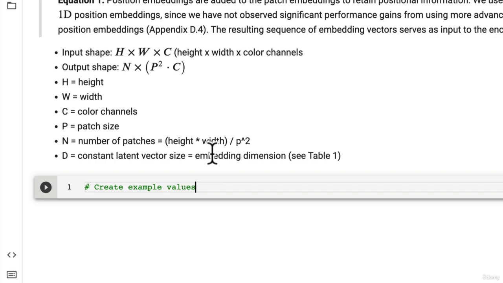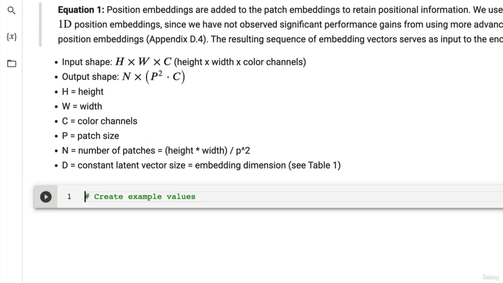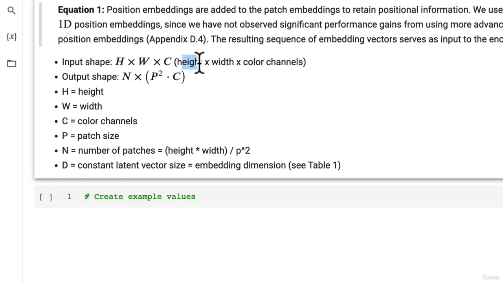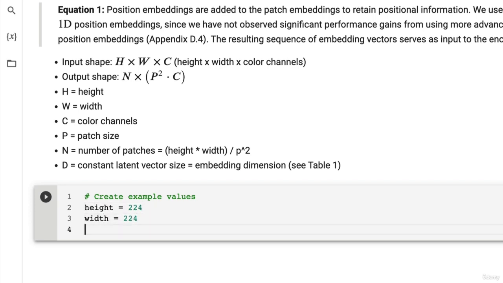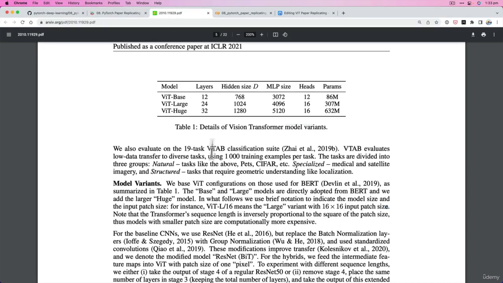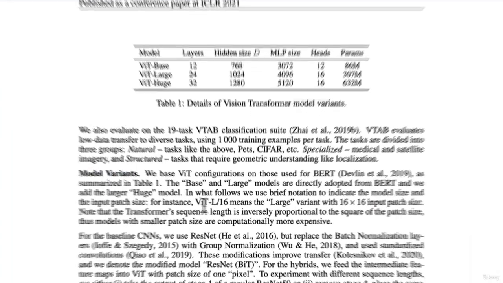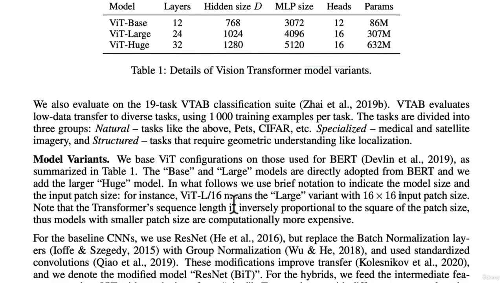So our input shape is height, width, color channels, and we know that the input shape is 224 of the image shape. And we're using colored images, so it's going to be 3 color channels, right? So height equals 224, width equals 224, color channels equals 3, patch size equals what? We've said that this is going to be 16. We got that from the model variant section. ViT-L/16 means large variant with 16 by 16 input size.